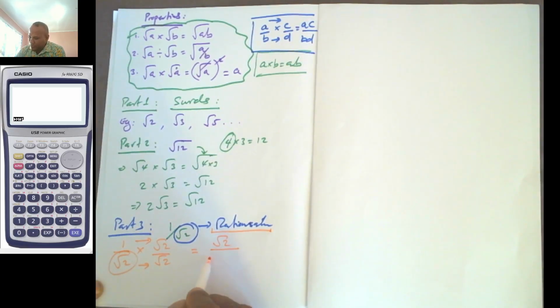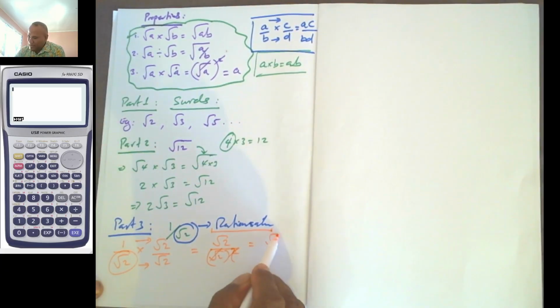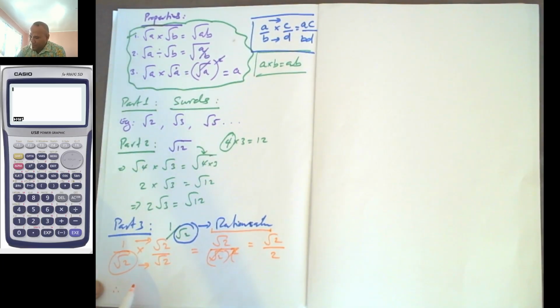That is root 2 over root 2 times root 2. Root 2 times root 2 is root 2 squared. These 2 cancel out, so we can say that this is root 2 over 2. Therefore, 1 over the square root of 2 is equal to the square root of 2 over 2, and that's your answer. That's how we rationalize functions. Let's look at part 4.